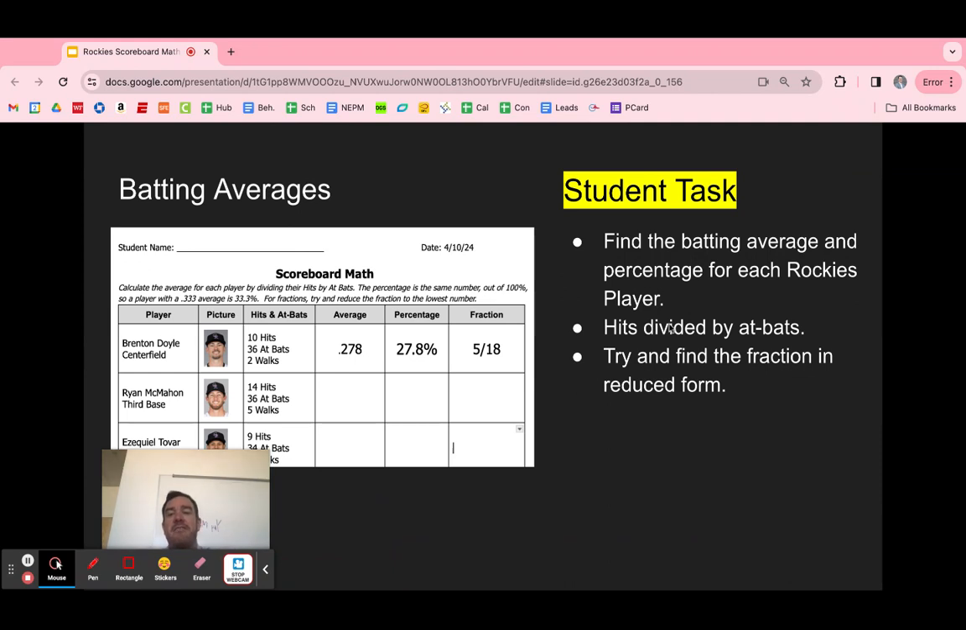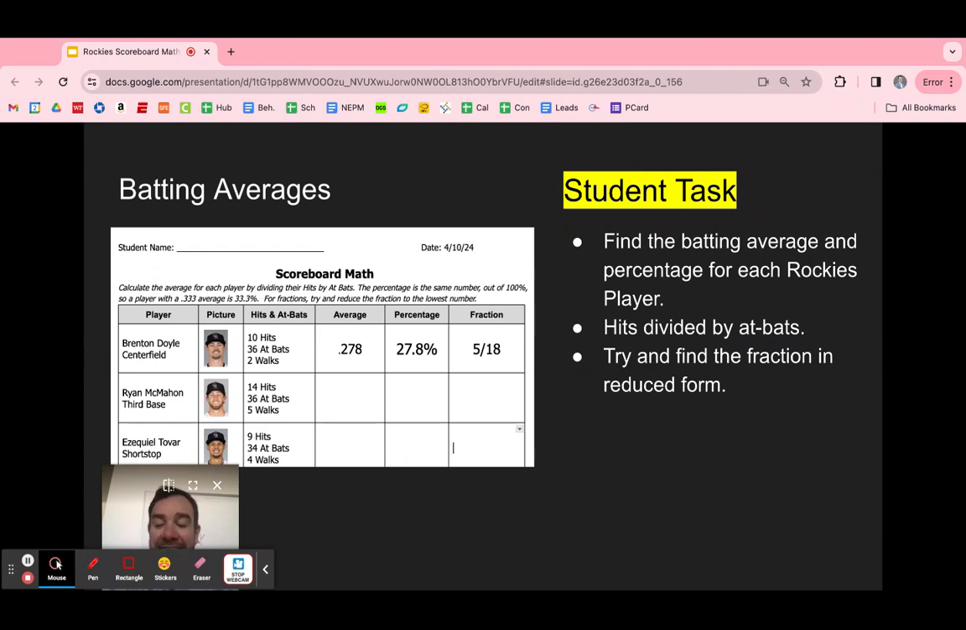So the first activity that you are going to be doing today is to calculate the batting averages for the regular Rockies players. So your teacher has a sheet right here. It's called Scoreboard Math, and it has the example already done for you from Brenton Doyle, who is the center fielder for the Rockies. Brenton Doyle, as of Monday, had 36 at-bats.